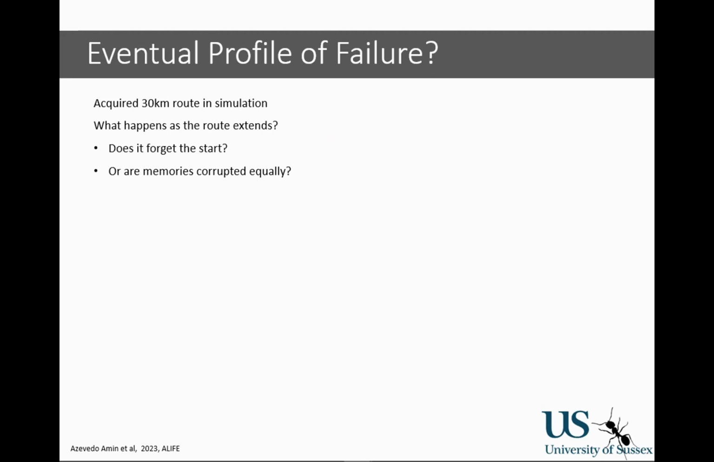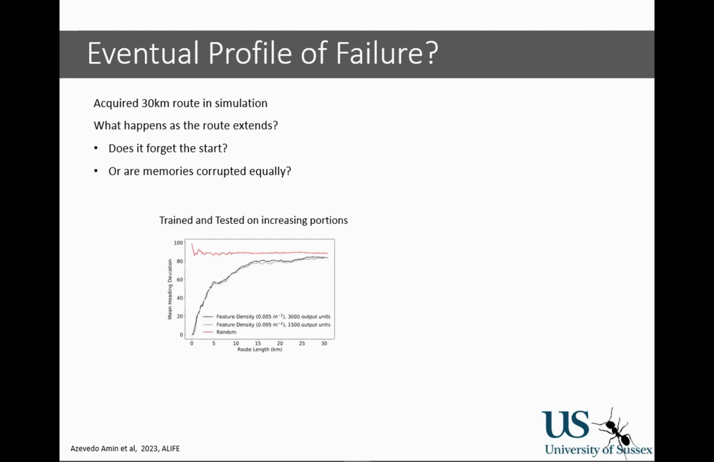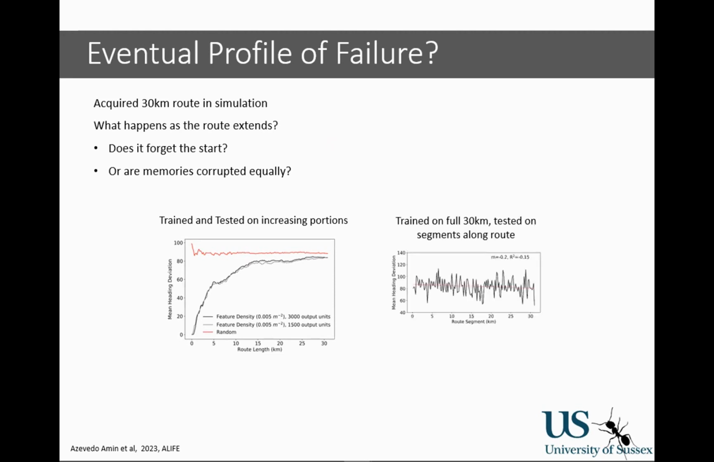And I also wanted to look at the eventual profile failure, what that looks like. So I acquired an even longer route at suboptimal image density just to really make it fail. And we wanted to ask what happens as the route extends. So does it just forget the start, or are all memories corrupted equally? So we see that for this first kilometer route, after training and testing on increasing portions of the route, the behavior does begin to approach random, so it is failing. And the profile of failure, once we've trained on the entire route and tested on segments along the route, is consistent. So it's not like the memories from the beginning of the route are forgotten. Instead, all the memories are corrupted equally.